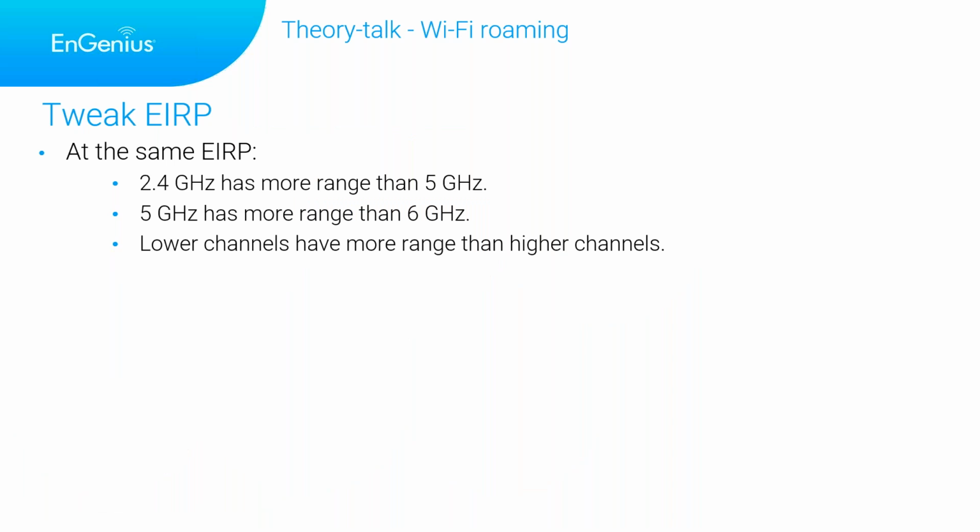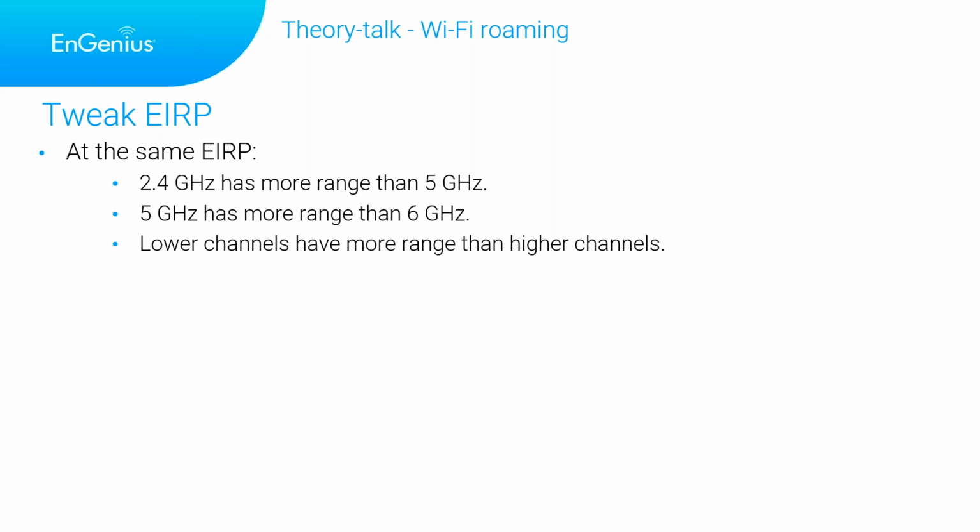You also know that 5 gigahertz, because it's a lower frequency than 6 gigahertz, will again achieve a lower distance. So for lower channels, they have more range.